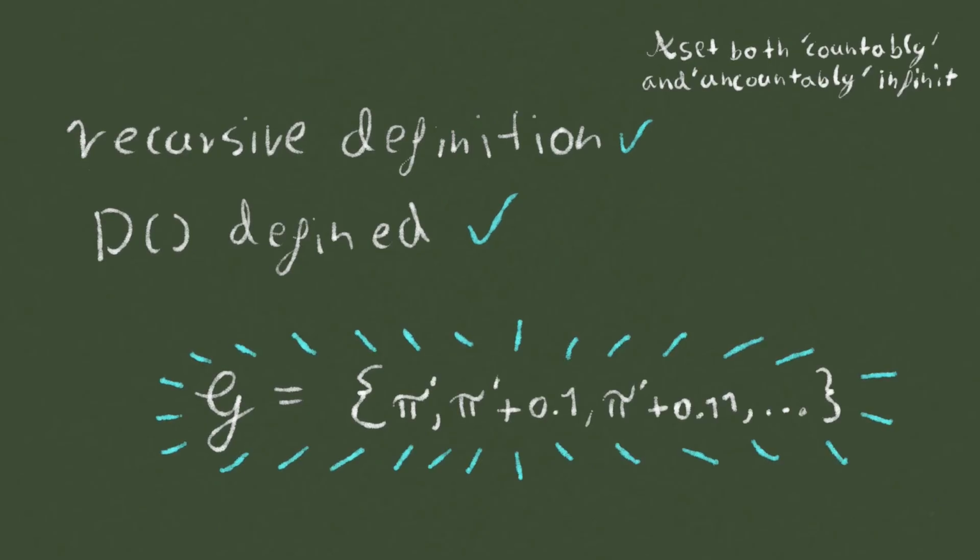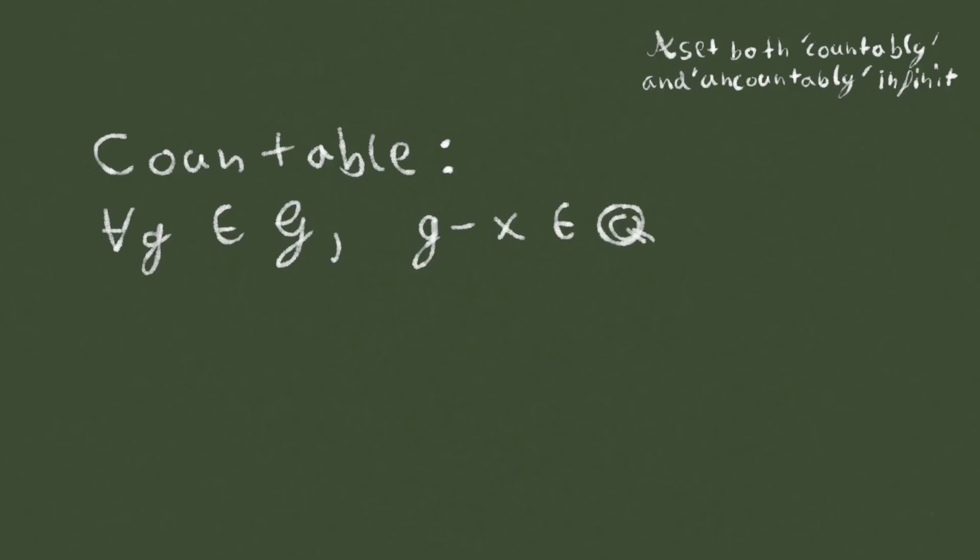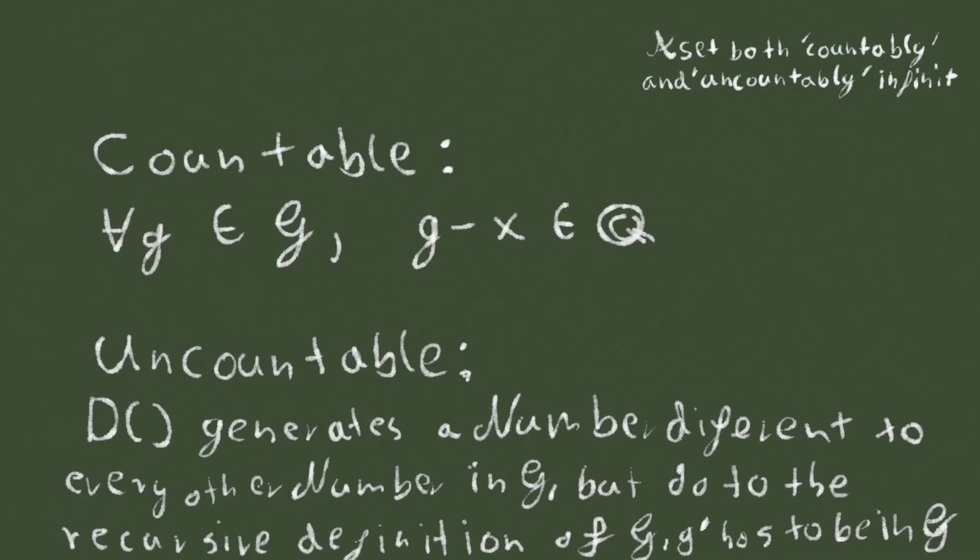Following the steps, we find that any set of form x plus 0.1, x plus 0.11 and so on is both countable and uncountable. This is also reaffirmed by noticing that this set has a bijection to the rational numbers, showing countability. And for uncountability, we again know that there exists an algorithm that generates a number different to every other number in G, but due to the recursive definition of G, this element also has to be in G. A set being both countable and uncountable obviously renders the distinction useless, because a set can hardly have and not have a bijection to the natural numbers at the same time.